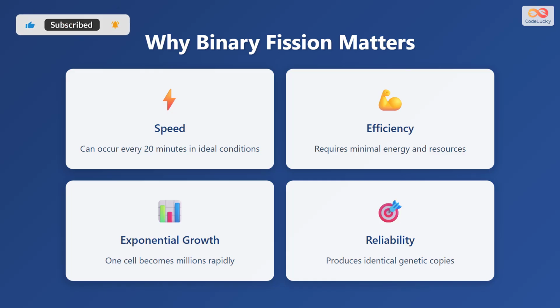Binary fission is important for several reasons. First, it's incredibly fast. Under ideal conditions, some bacteria can divide every 20 minutes, meaning one cell could theoretically become millions in just a few hours. Second, it's highly efficient, requiring minimal energy and resources compared to other forms of reproduction. Third, it enables exponential growth, where the population doubles with each generation. Finally, it's reliable because it produces identical genetic copies, ensuring the offspring have the same successful traits as the parent. This combination of speed, efficiency, and reliability makes binary fission one of nature's most effective reproduction strategies.